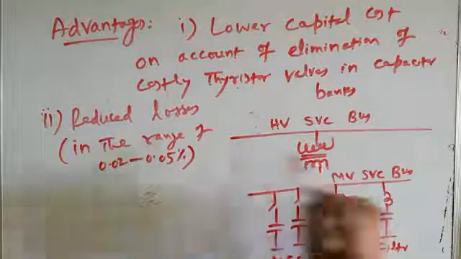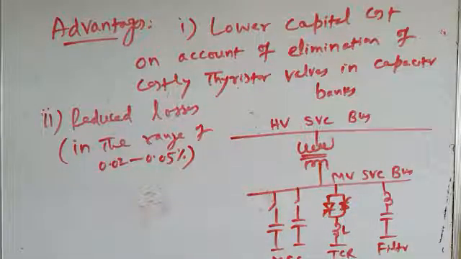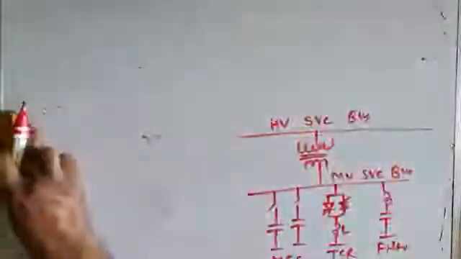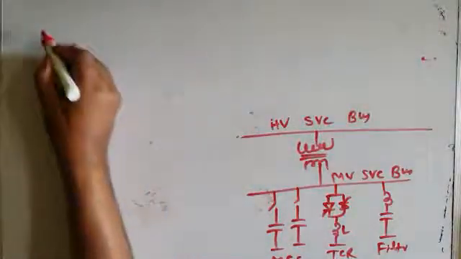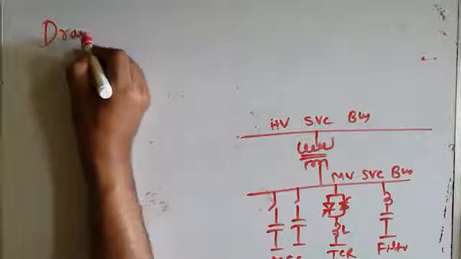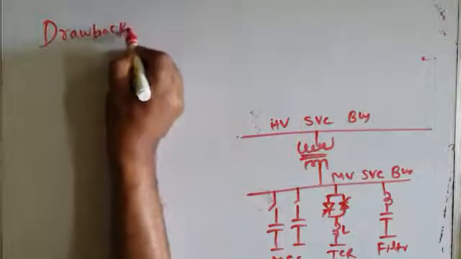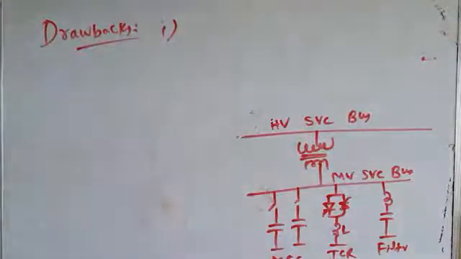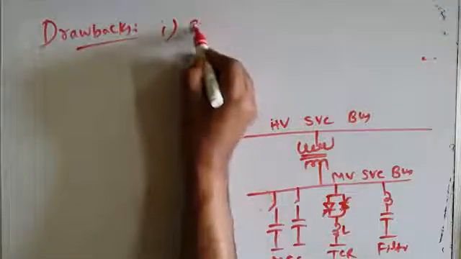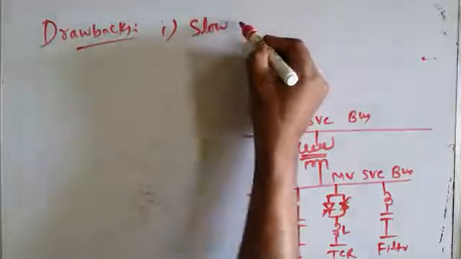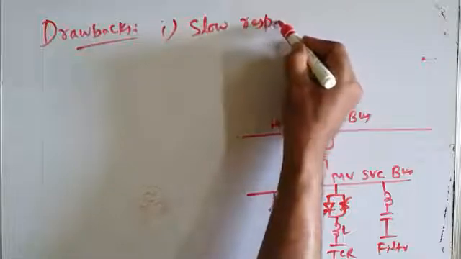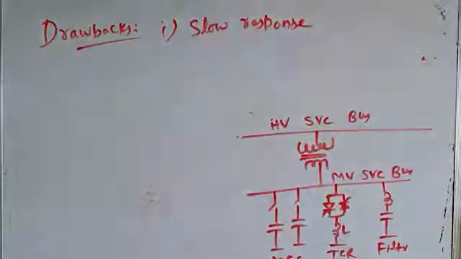So these are the advantages offered by MSC TCR SVC. However, this type of SVC suffers from some serious drawbacks. Let us try to identify the main drawbacks. The first drawback is that this type of SVC gives a slow, sluggish response.